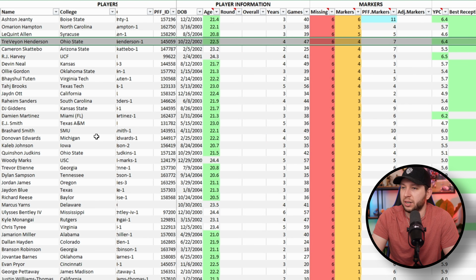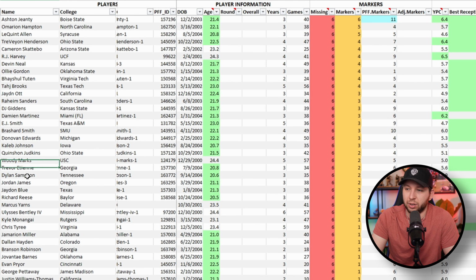But it is very interesting to see where some of the top guys land in my marker system very, very early on. Dylan Sampson's down in here too. Woody Marks, I know, is a late round kind of favorite guy. He's also 24 years old, so kind of a yikes. But there are some very interesting names in here for 2025, of course, highlighted by Ashton Genty. It's going to be phenomenal.